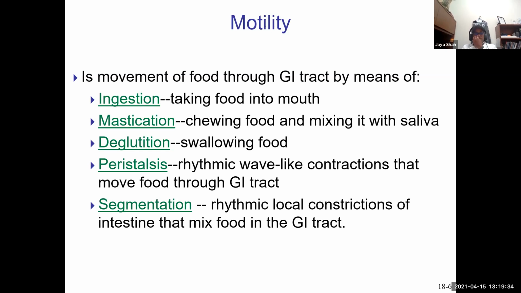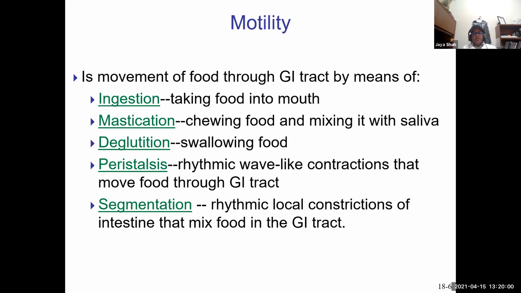After you have masticated the food, then you swallow it, and that process is called deglutition. Deglutition is initially a voluntary process. When you have it in your mouth, in your upper part of esophagus and pharynx, it is voluntary. But when it goes down, it is involuntary.